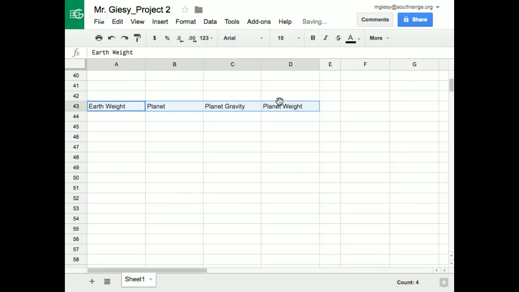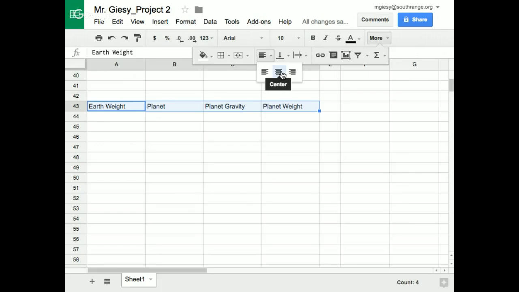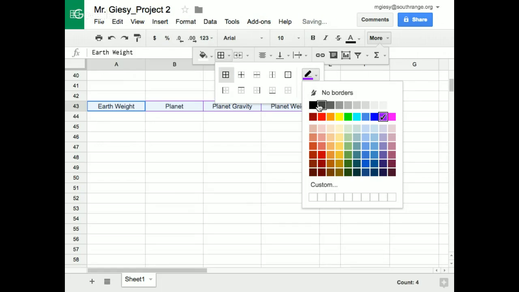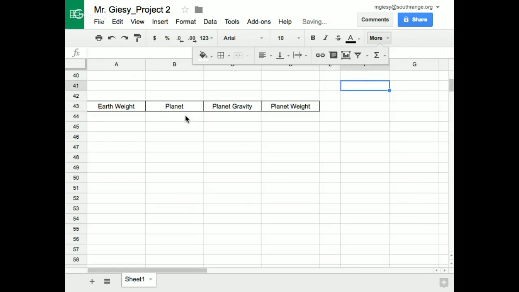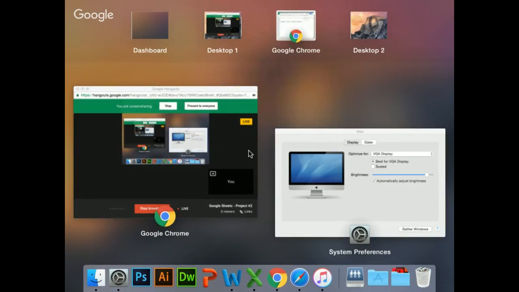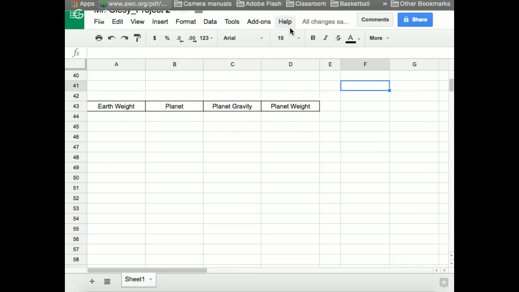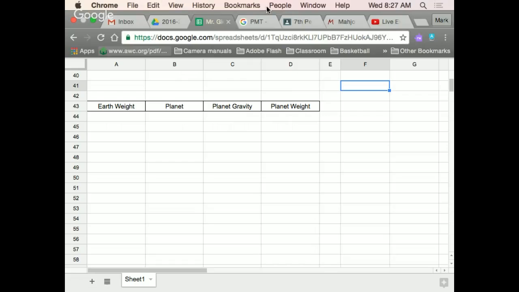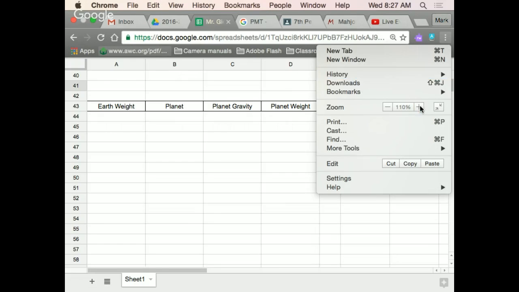I'm going to highlight all 4 of these. I'm going to go up, center the alignment. I'm going to go ahead and put in all borders. I want it black. So I'm going to change it back to black. I'm going to go ahead and make this even a little bit bigger.